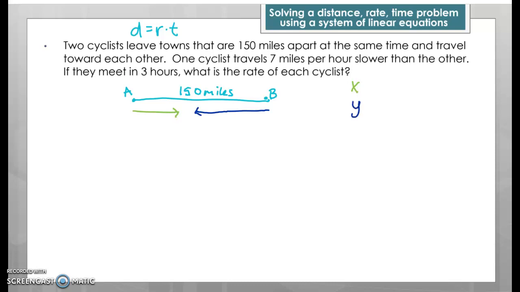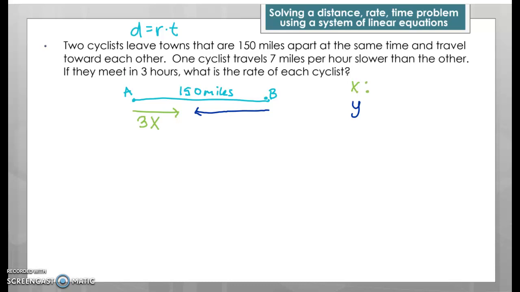One cyclist travels 7 miles per hour slower than the other. They meet in 3 hours. What is the rate of each cyclist? So I'm trying to find the rate for each cyclist, right? That's my question. I know that the distance they travel is going to be 3 times their rate.